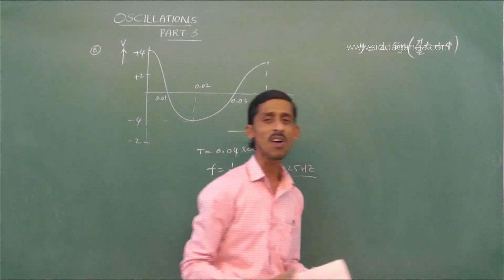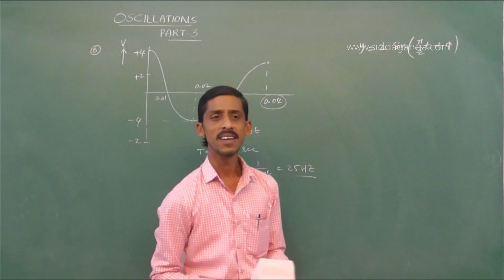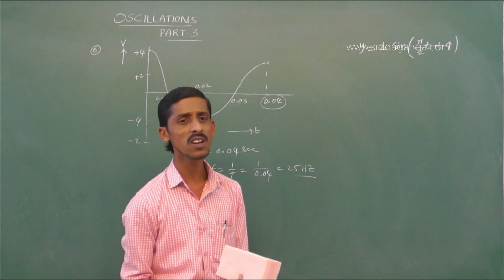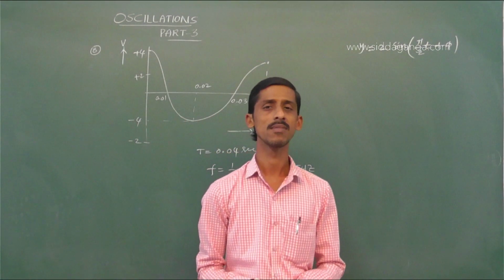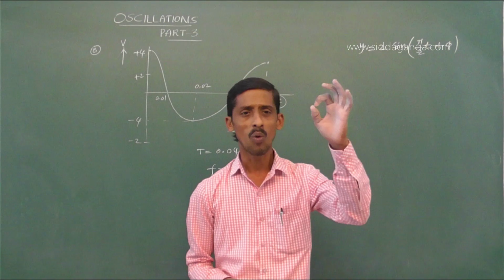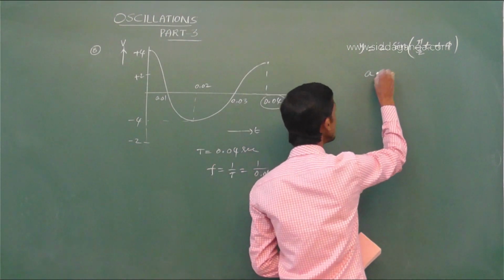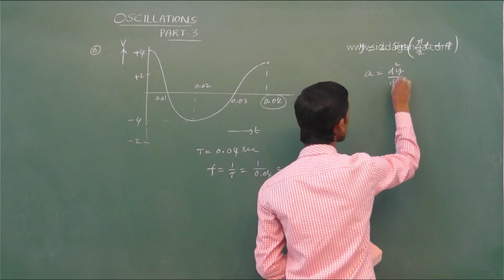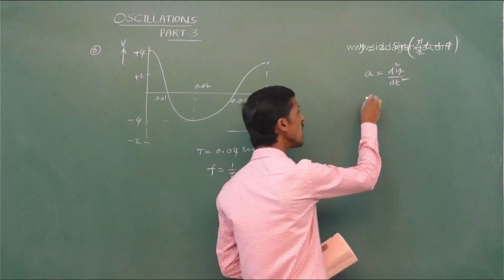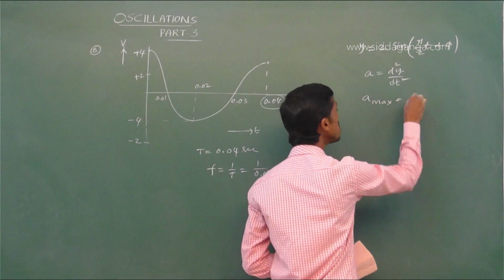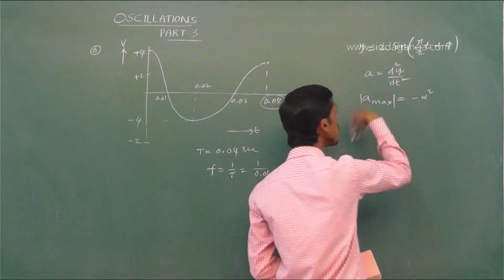So initial phase value is not given. y is in centimeter. The equation is given. What is the acceleration? a is equal to d square y by dt square, so you have to differentiate it 2 times. What is asked? Maximum acceleration, which is the magnitude of maximum acceleration.